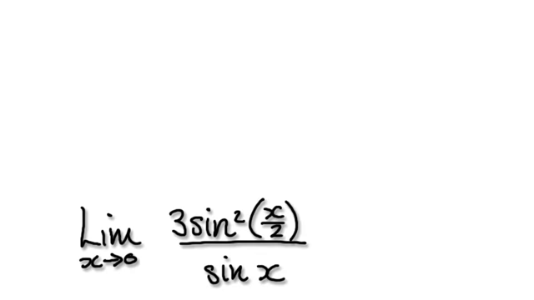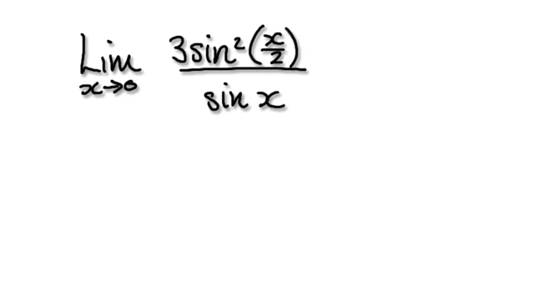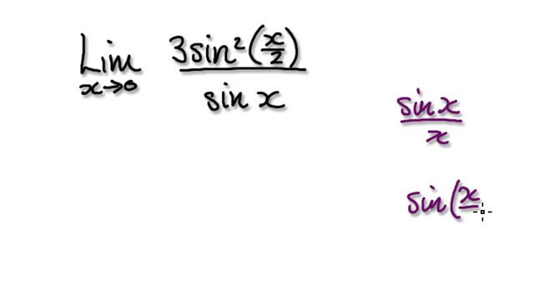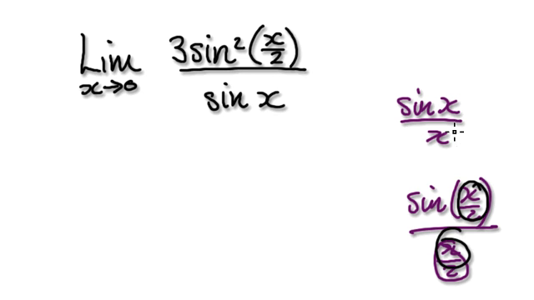Okay, let's give you guys some more practice. So here, find the limit of this as x approaches 0. And remember, try to get it into this form here: sine x over x, or sine x over 2 over x over 2. Try to get it so that this bubble is the same as this bubble here.